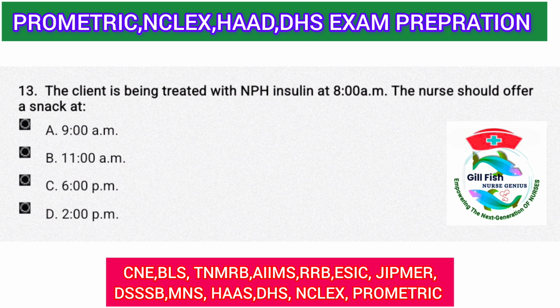That means NPH insulin is going to peak at 6 to 8 hours. So the blood glucose is going to decrease at that time only. That is why you have to give the snack at that gap, at 2 p.m. So option D will be the correct answer. Do you understand the question?